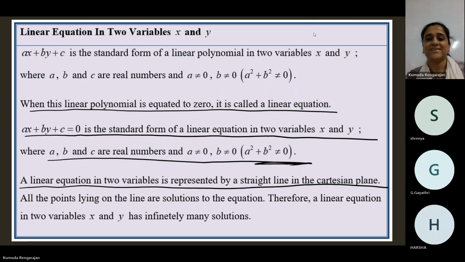How many? Infinitely many. Yeah. Correct, Gayatri. A line has no endpoints. Whether it is a line or a line segment, there are infinitely many points on it. A line extends indefinitely on both sides. So how many points? There are infinitely many points. And every point on this line will be a solution to this linear equation, which is why a linear equation in two variables x and y has infinitely many solutions.